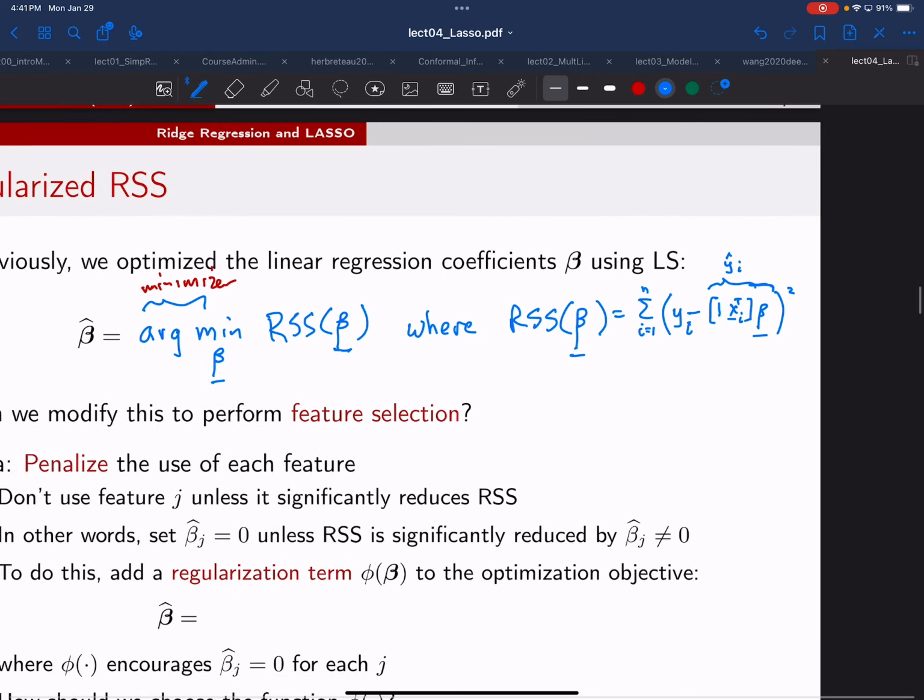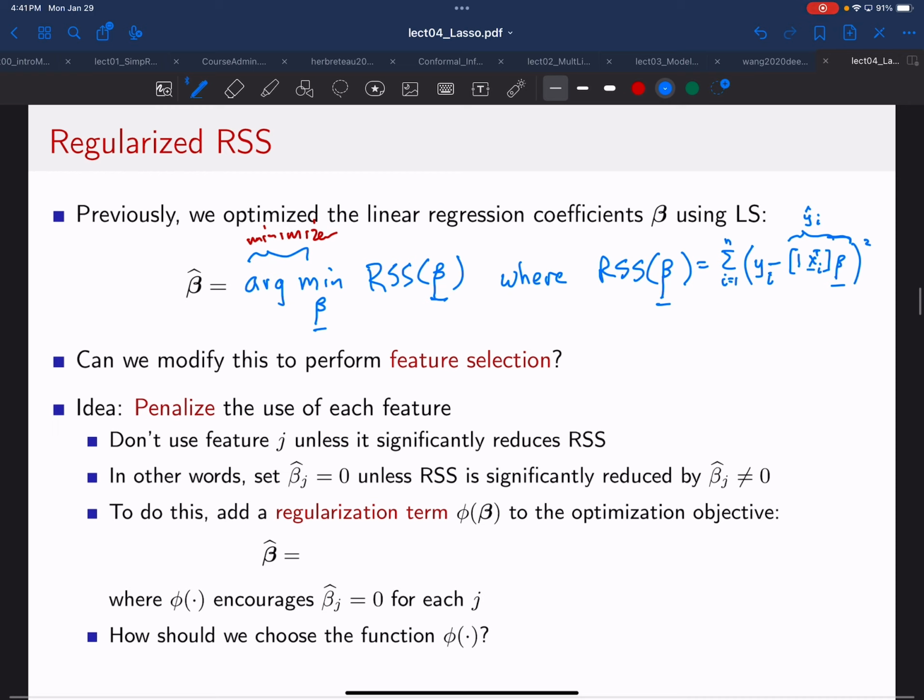So that's where we're starting from. And the idea is to just keep this, but make a slight modification to it, which is to somehow penalize the use of these features. Meaning, if I don't want to use one of my features, let's say I don't want to use x1, all I need to do is set beta 1 to 0, right? If beta 1 is 0, then in my linear model, x1 is ignored.